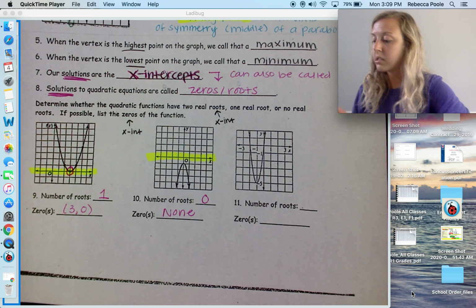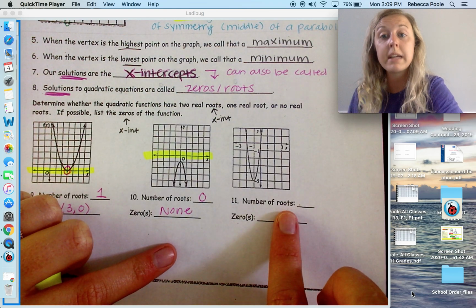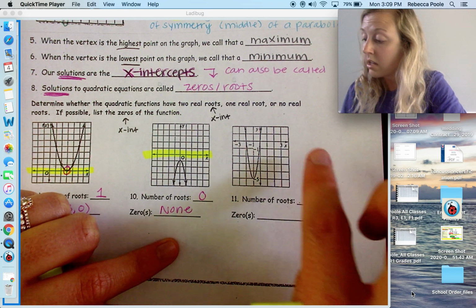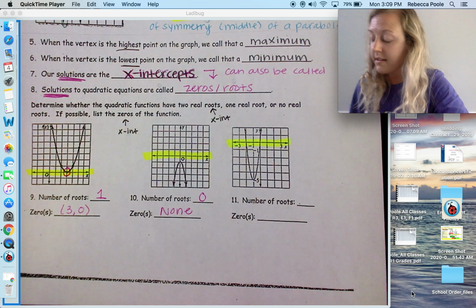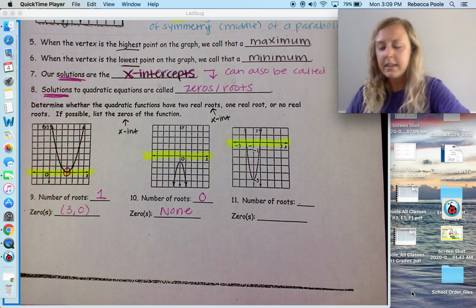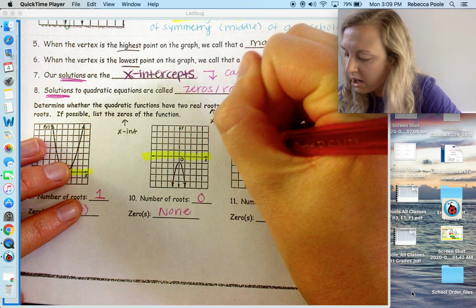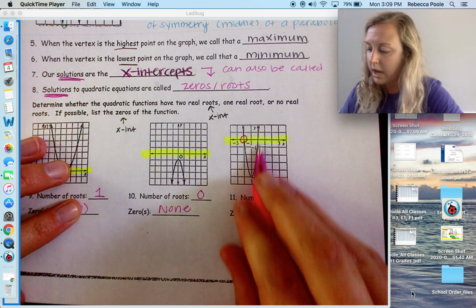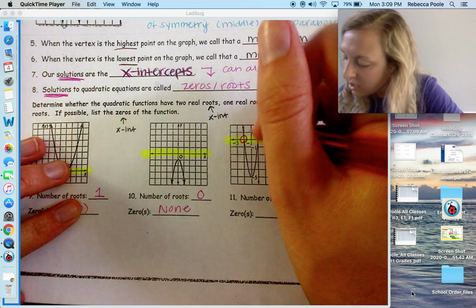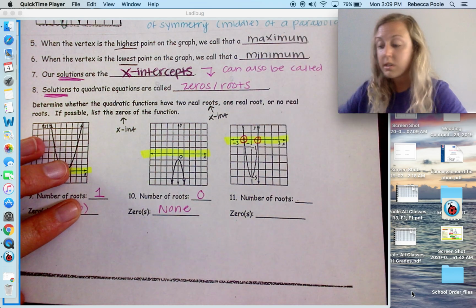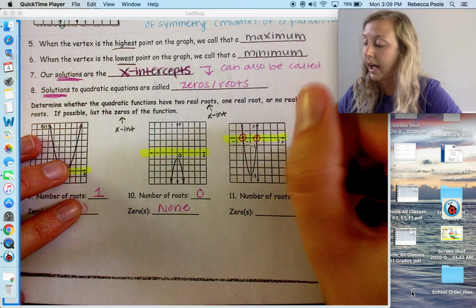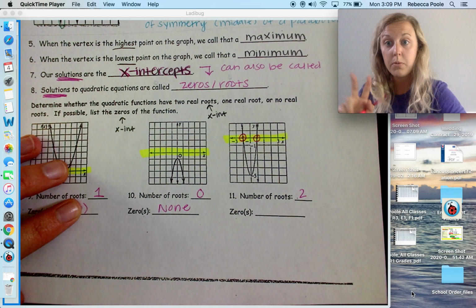All right, for the next one, number of roots. Roots means x-intercepts. You need to know that. So I'm going to find my x-axis. Highlight that, and then take a look at this one. This one touches right here. This U shape touches the yellow right there, and it touches right here, right? So this point and this point. So number of roots, this one is going to have 2, okay?